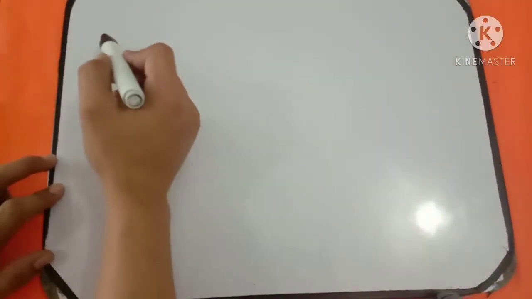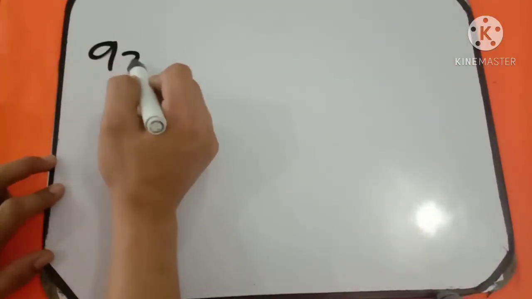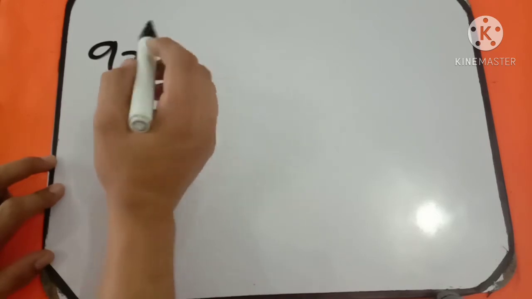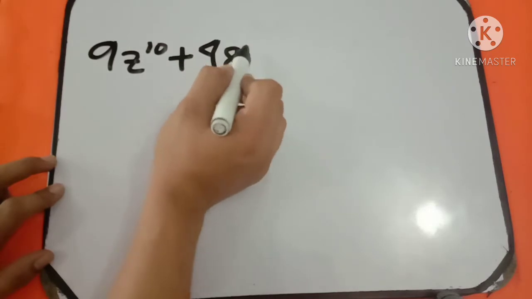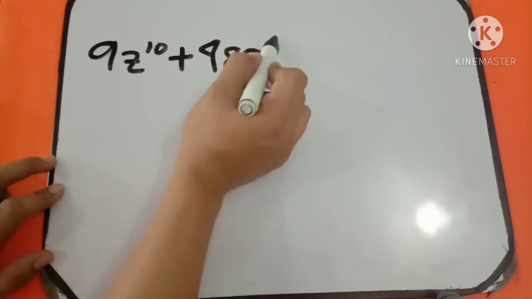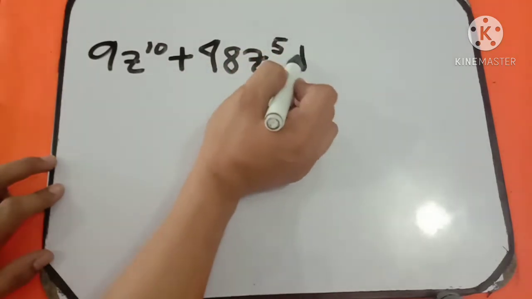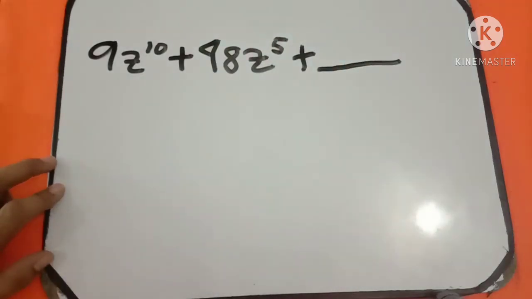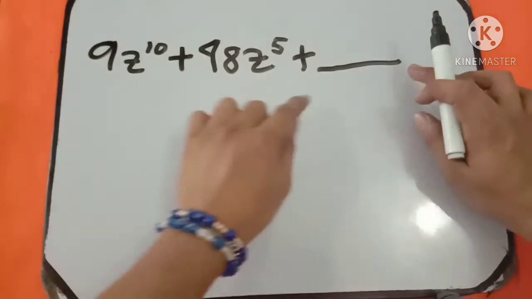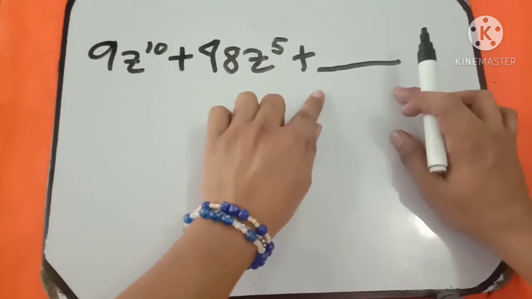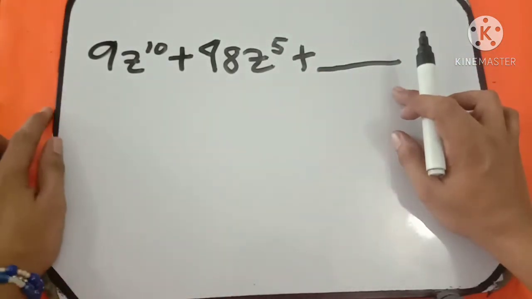Let's say we have 9z raised to 10 plus 48z raised to 5 plus blank. As you observe, the last term is missing. It is because this is our task, to find the value for the last term of the trinomial.